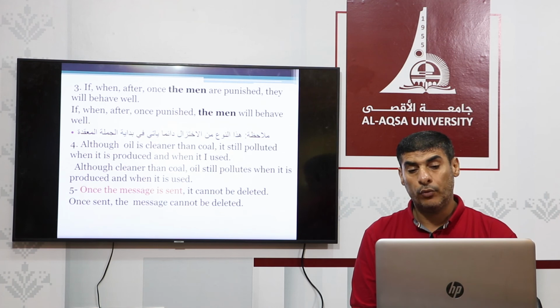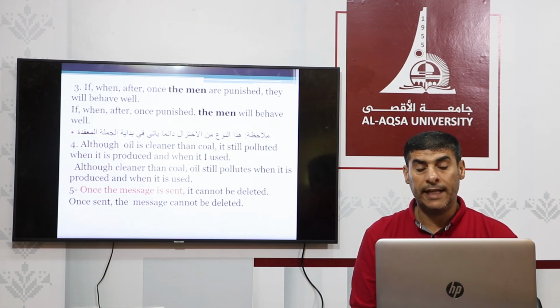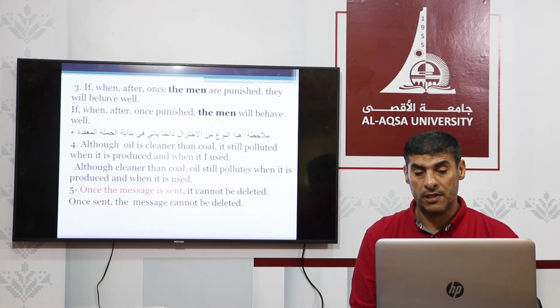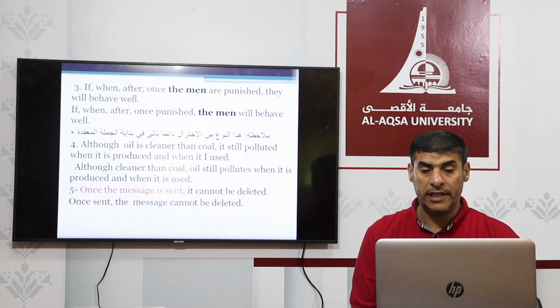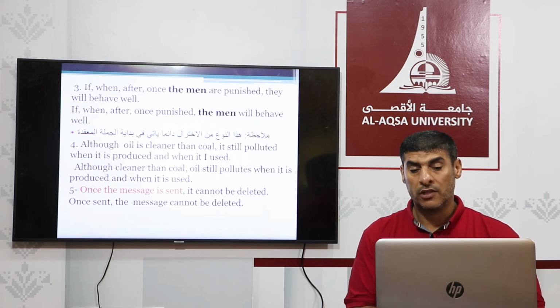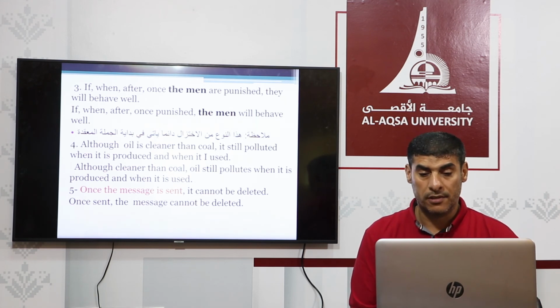Three. Once the men are punished, they will behave well. So once punished, the men will behave well. So as you see, these connectors, if, when, after, once, have the same structure. So their structure can be reduced.